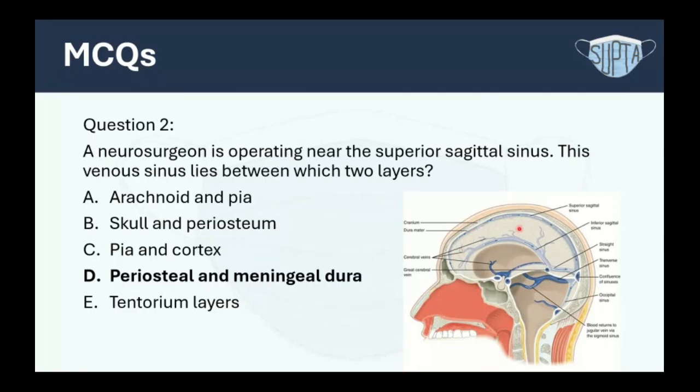You can see here as well. Between the dural reflection here is the superior sagittal sinus, up there. This one, superior sagittal sinus. Okay, next question.